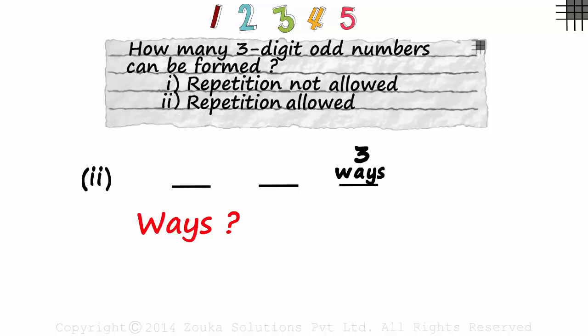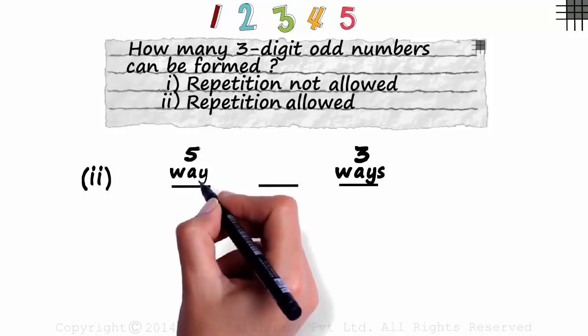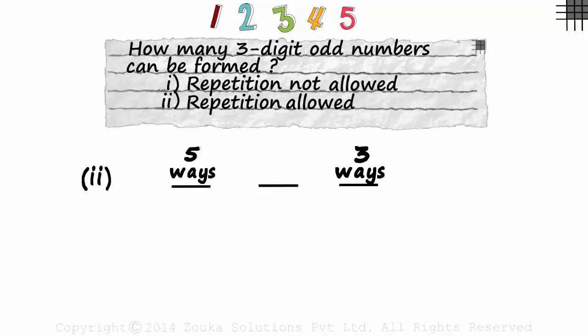In how many ways can we fill the hundreds place now? What do you think? As 1 digit is used here, the hundreds place can be filled in 4 ways, correct? No, it's not. Don't forget, repetition is allowed. We can use the same digit here as well. 5 ways in which the hundreds place can be filled. Any one of the 5 digits.